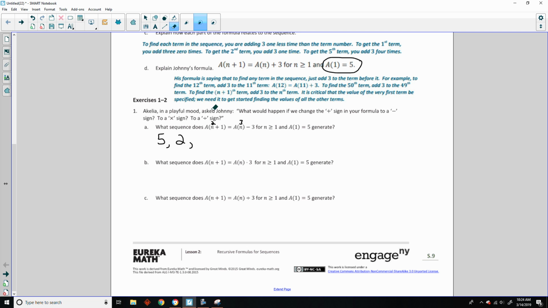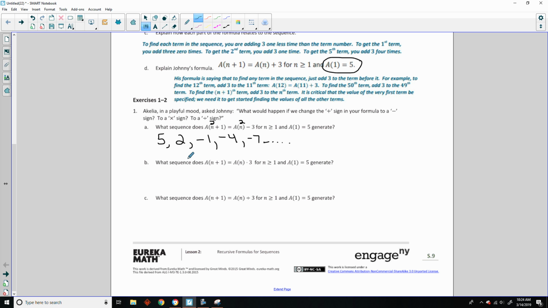I did that backwards. If n is 2, I was right the first time. If we're looking for the second term, it was 2. Third term would be a of 2 plus 1, 3. So we take the second term, a of 2, and subtract 3. Here a of 2 minus 3 is negative 1. And you keep doing that, and you'd get negative 4. Subtract 3, negative 7, and so on.